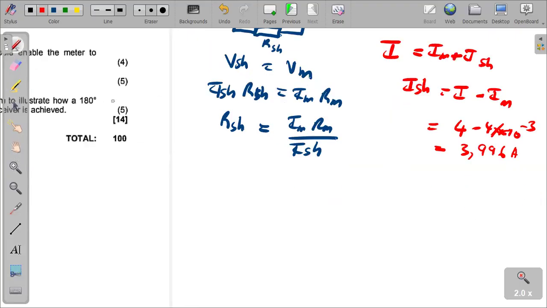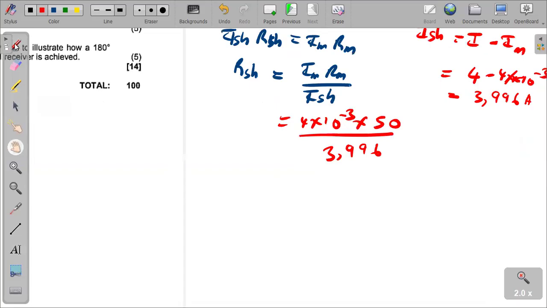Right, so we can now substitute into the formula. We have everything. IM we already have, is 4 times 10 to the power of negative 3, multiplied by RIM, that's 50, over 4 minus 4 times 10 to the power of negative 3, which is 3.996. And R shunt can now be determined as 0.05 ohms. That's how we calculate it.